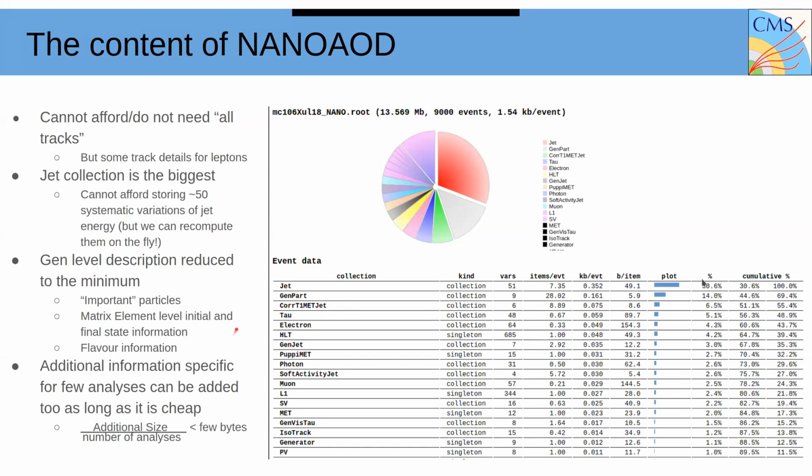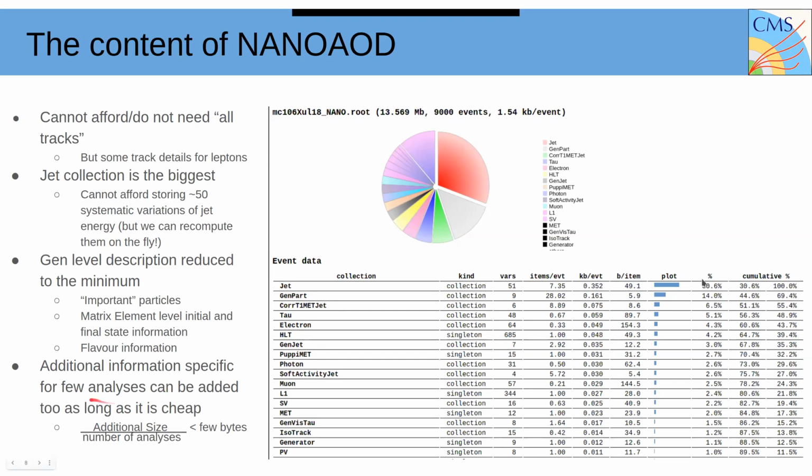Similarly, we reduce the gen level description to the very minimum. So we do not store all the final state stable particles, but we try to store important particles from the MC truth, like matrix element level information or flavor information. And then we can add information which is specific for a few analyses. It can still be added as long as it is cheap.